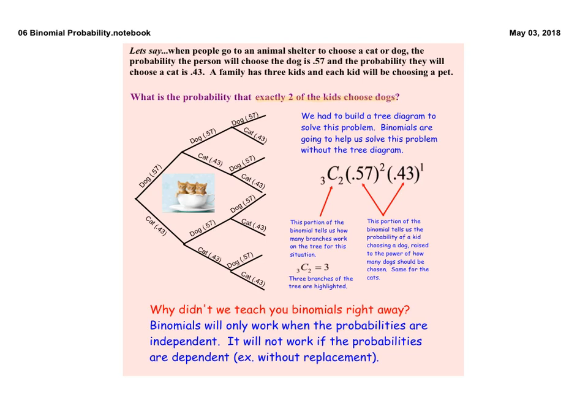Well, let's just highlight all the branches that work for that situation. 2 kids choosing a dog. So this branch works, right? Or I can go over this one again, cat and then dog. Or if they choose a cat, first kid chooses a cat, next kid chooses a dog, and the last kid chooses a dog. So there's 3 different branches that work.